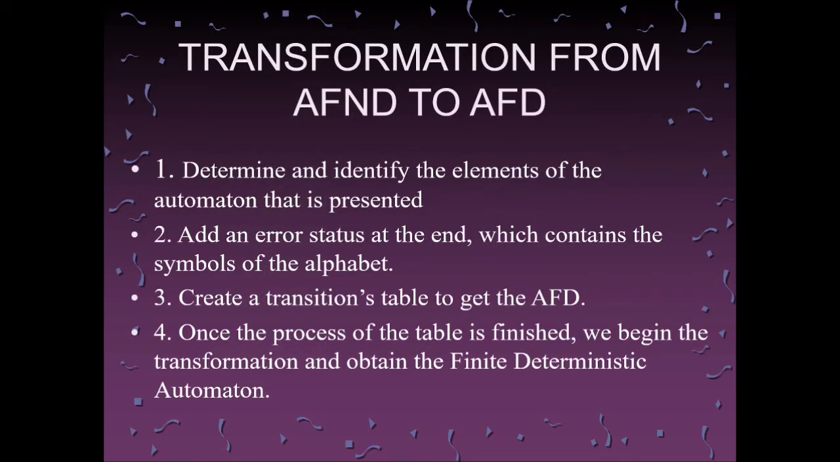The transformation from AFND to AFD. The steps that we must follow are: the first one, determine and identify the elements of the automaton that is presented. Second, add an error state at the end which contains the symbols of the alphabet. Third, create a transition table for the AFND. And the last one, once the process of the table is finished, we begin the transformation and obtain the deterministic finite automaton.